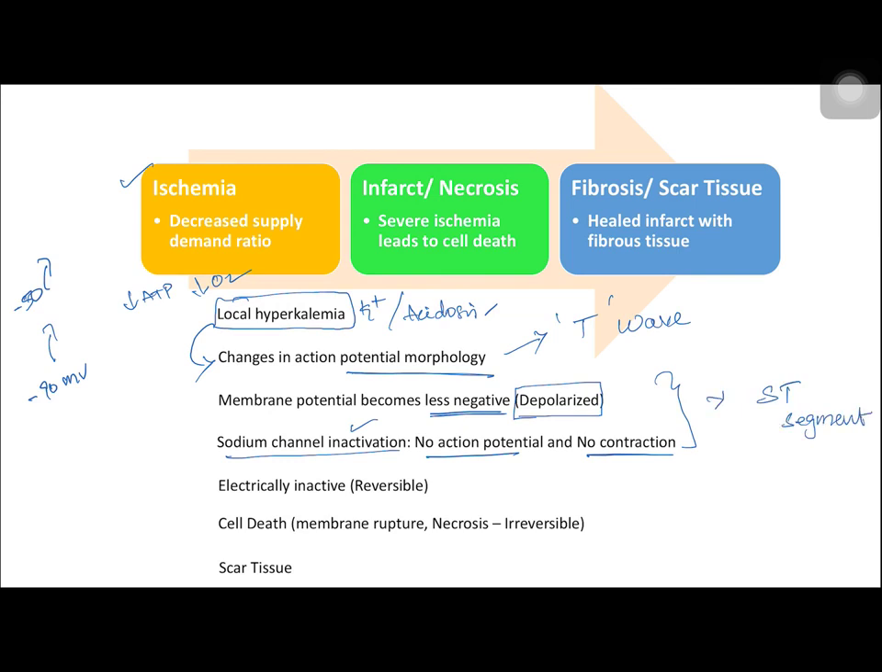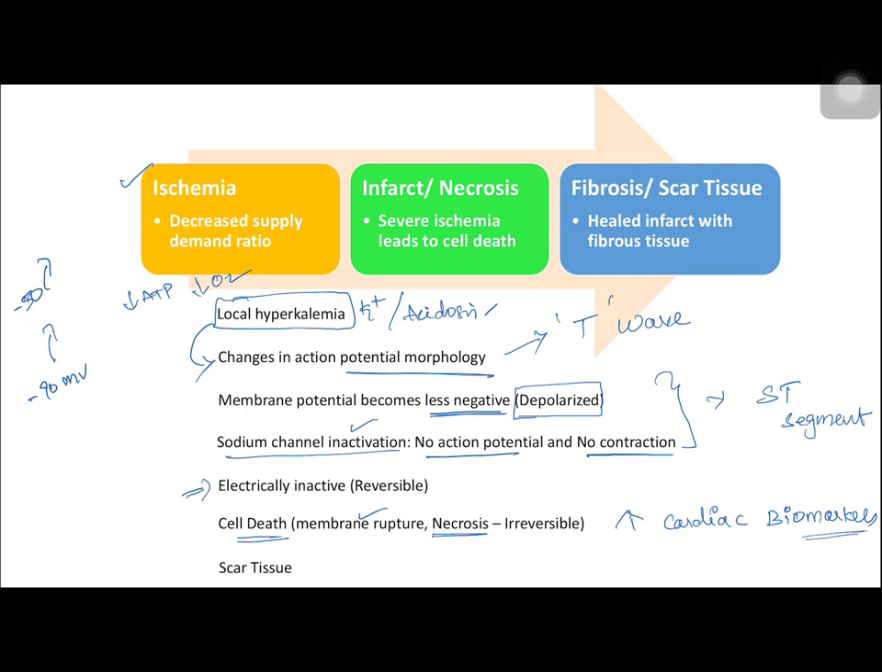If the ischemia continues and if it is severe, the cells undergo cell necrosis. The membrane is going to rupture, the contents are going to come out. This can be detected in the serum as increase in cardiac biomarkers, which is a sure sign of myocardial cell injury. But before this happens, there is an electrically inactive state.